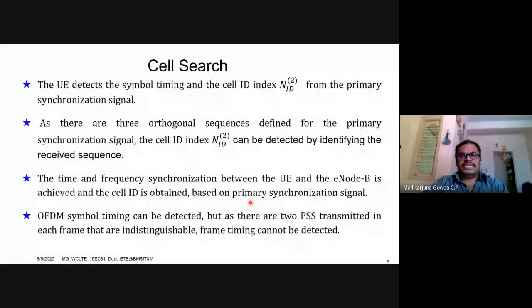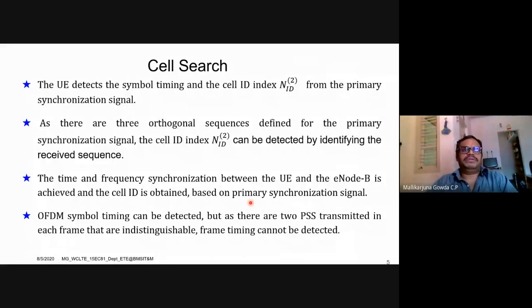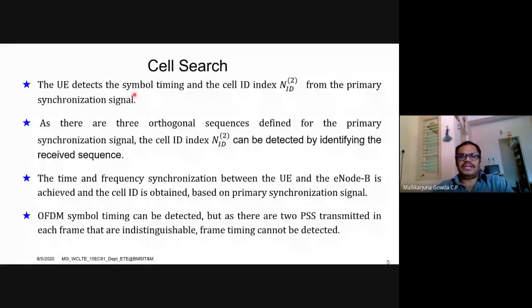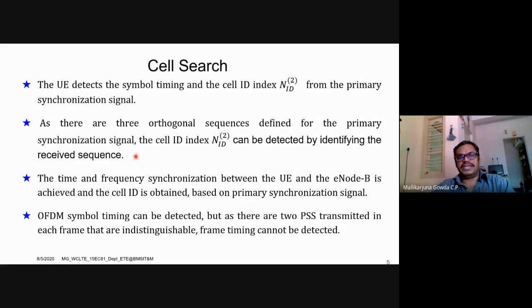I think this is what I already explained. The user equipment will be detecting the symbol timing and the cell ID index from the primary synchronization signal. NID of 2 has the values 0, 1, 2, so 3 orthogonal sequences are defined for the primary synchronization signal. The cell ID index NID of 2 can be detected by identifying the received sequence; in the receiver, the matched filter receiver will match the received signal with this primary synchronization signal.